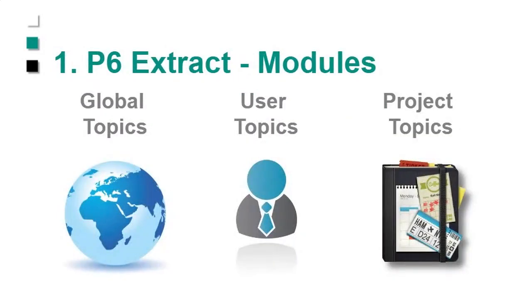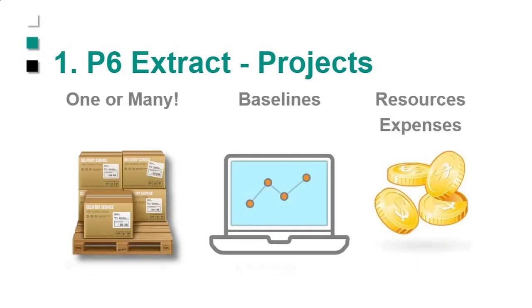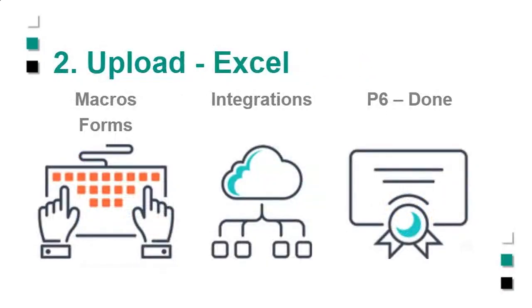So how does it work? Well, what we do is you extract the information that you want to work with, be it global, user, or project-specific data. You can extract projects, as I said, one project or many projects. You can extract the baselines. You can extract the resources. You can do whatever you need to do with that data. You can go in and just run some smart filters in Excel and do some updates, or you can run macros in Excel, or you can pull data from another system into Excel and then load it back up, and you're good to go.